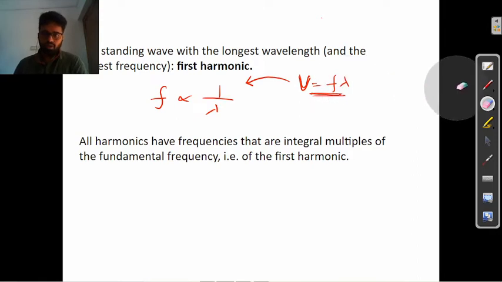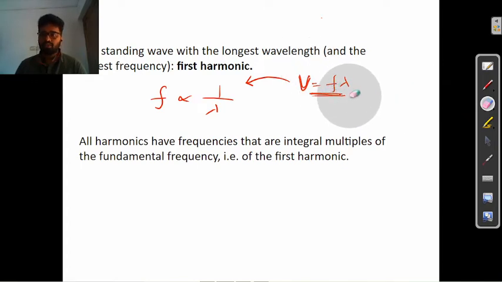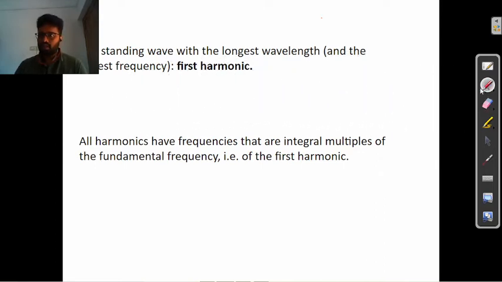All harmonics have frequencies that are integral multiples of the fundamental frequency. As I said, the fundamental frequency is the least possible frequency, so all the other harmonics, all the other resonances formed in the same pipe or same string, can be observed at integral multiples of the fundamental frequency.